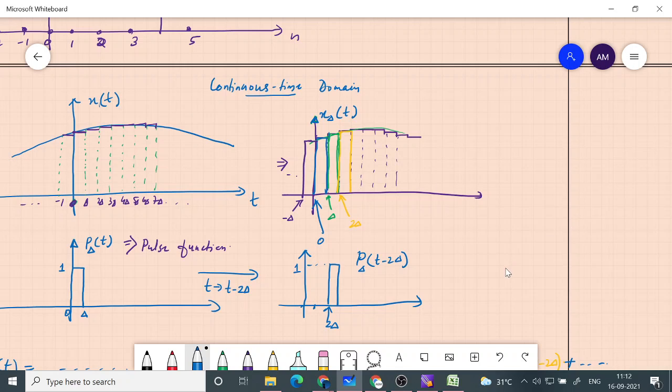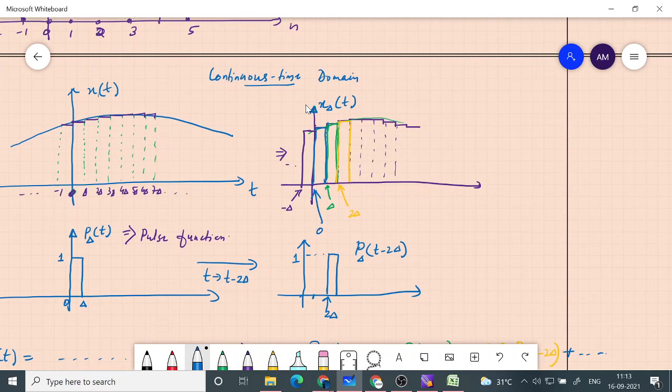Now what can we say between x delta of t and x of t? What is the relationship between them? If we make delta tending to 0, then we will get x of t. In x delta of t, if you take a limit where delta goes to 0, we will get the actual function x of t. Do you agree to that?